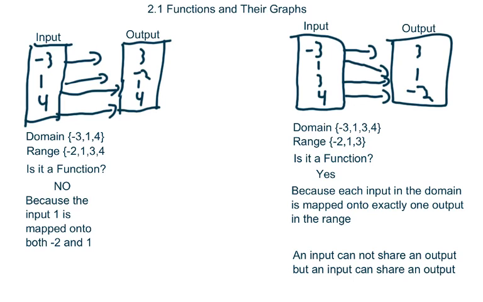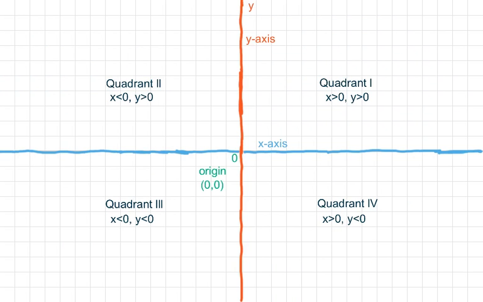For this example, it is a function because each input in the domain is mapped onto exactly one output in the range. An input cannot share an output, but an output can share an input.